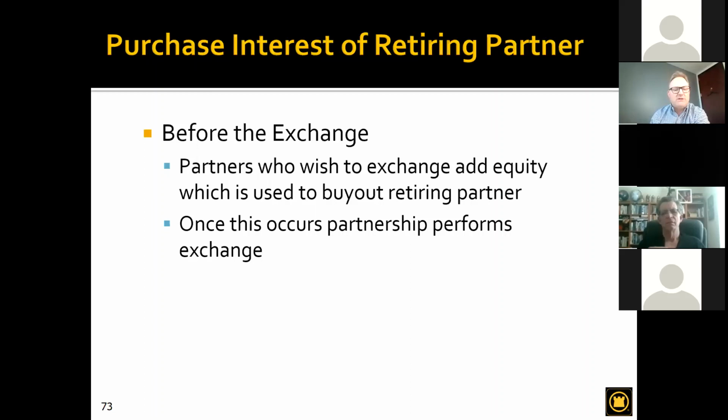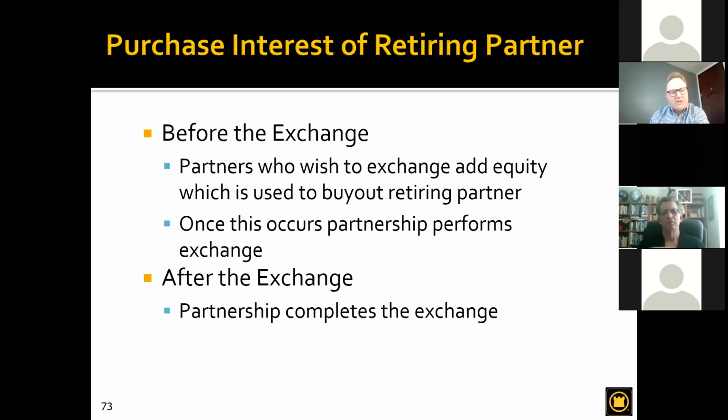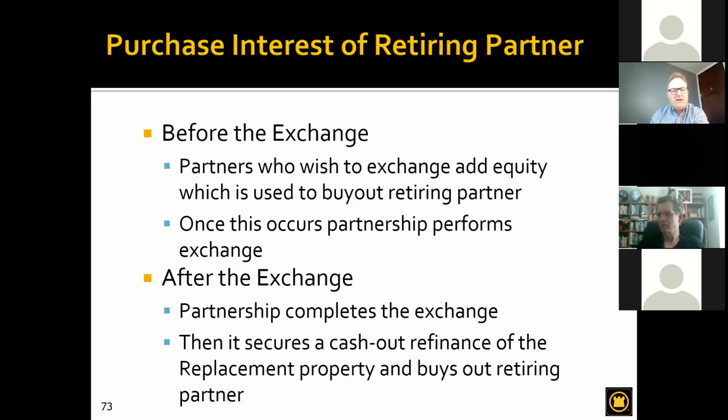Once this occurs, again, they can do a 1031. If they do it after the exchange, the partnership would continue as its original self, do the 1031, and then after the fact, do a cash out refi and then buy out the retiring partner. So this is another way to deal with those particular partnership issues. And again, it just depends on the circumstances.